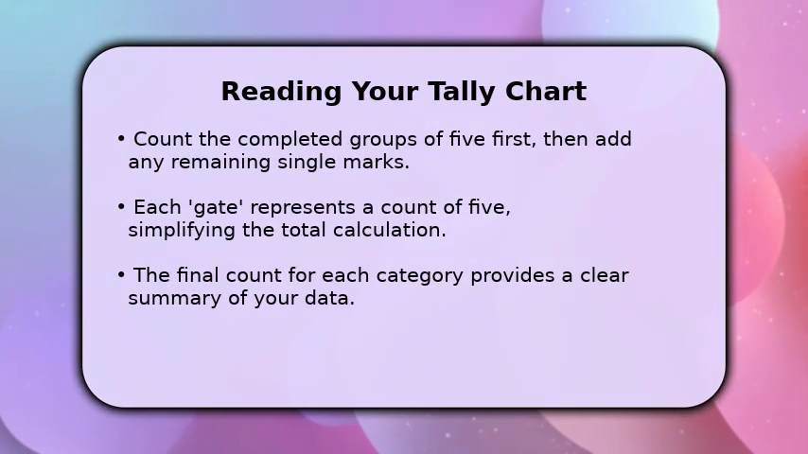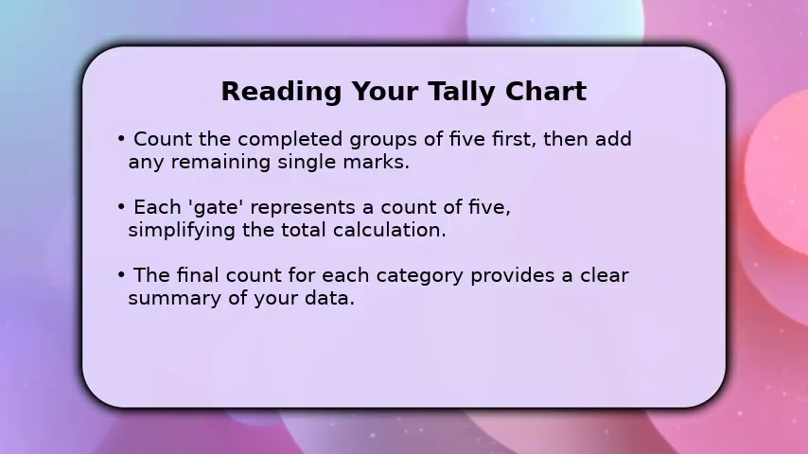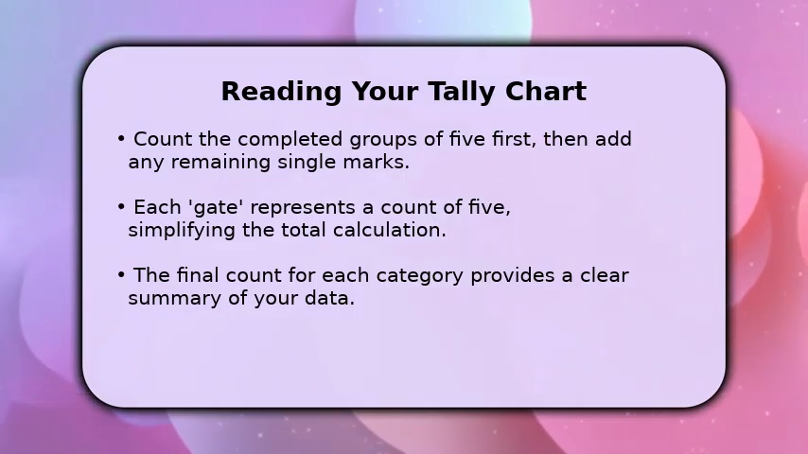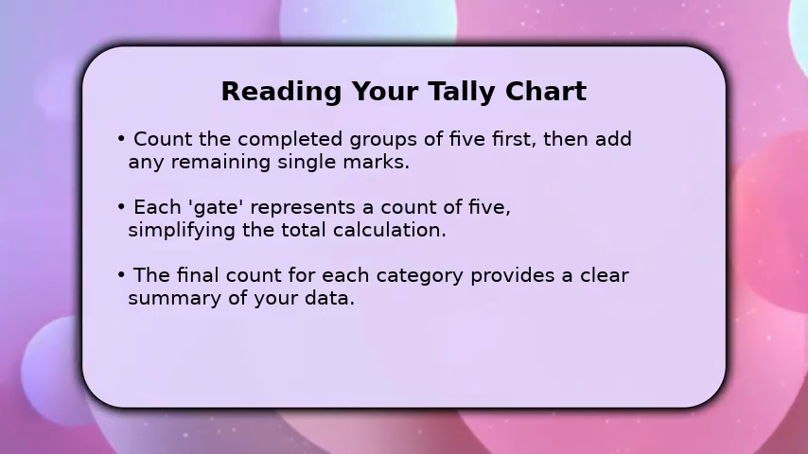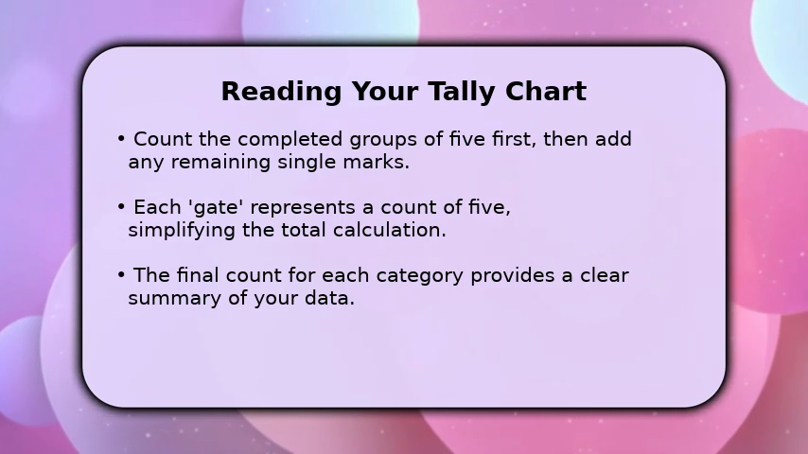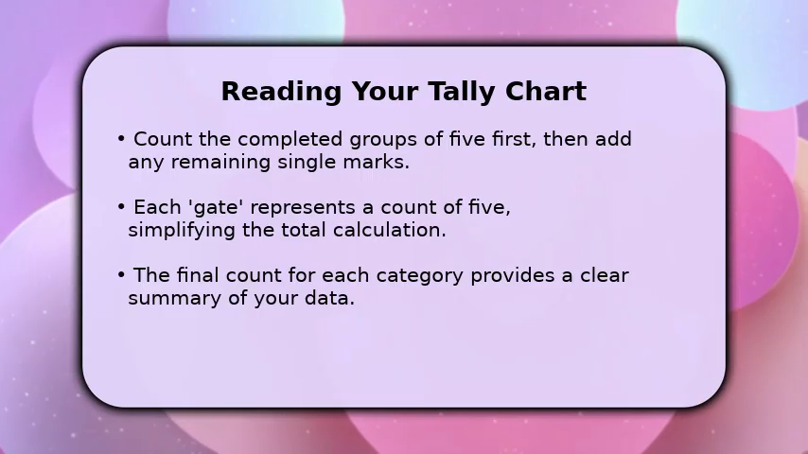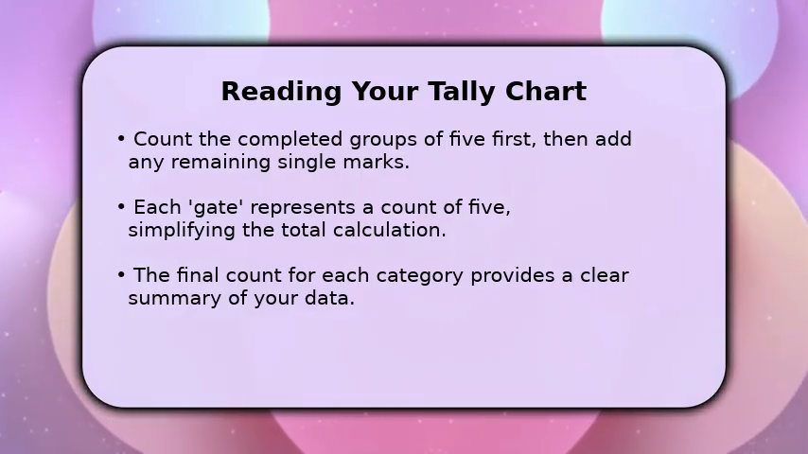Once you've finished collecting your data, reading your tally chart is straightforward. For each category, count the number of complete gates you've made. Each gate represents 5 items. Then, add any individual vertical lines that are not part of a complete group of 5. Summing these up gives you the total count for each category, providing a clear and organized summary of all your collected information. It's a very efficient way to visualize data.